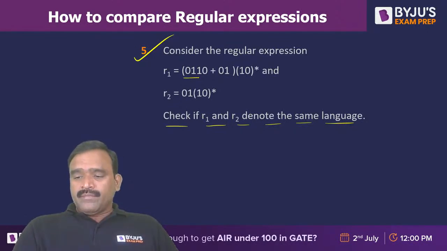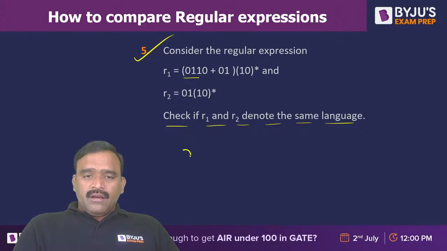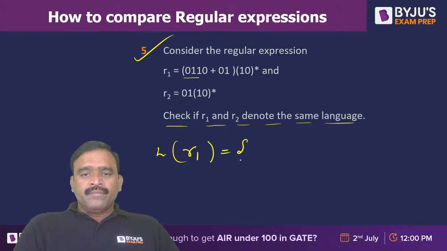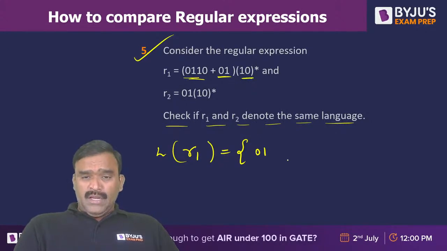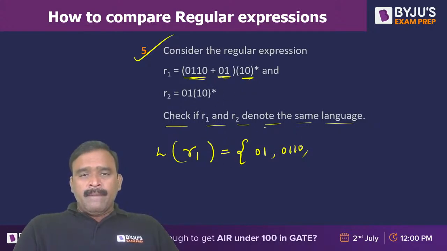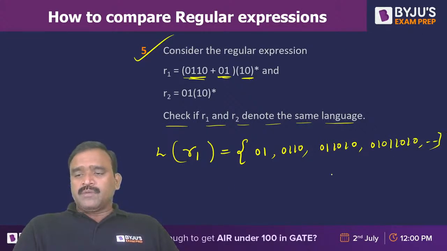Can anybody tell me? For example, if I take R1, language of R1 means strings associated with this. In the language of R1, we can take the minimum string 01 is possible, either 01 followed by (10)*, and also 0110 is possible, 0110 followed by epsilon, or 0110 possible. And we can take 01 followed by 1010, or 0101 followed by 1010. So this type of strings is possible.